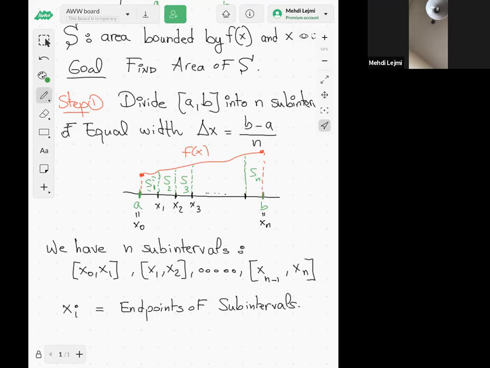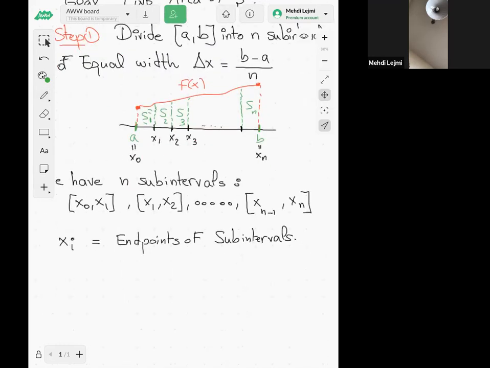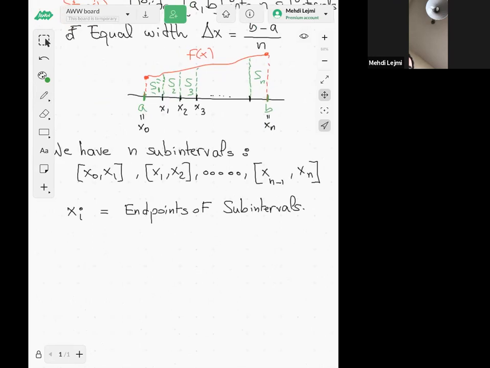Now I want to approximate. So we have n subregions.